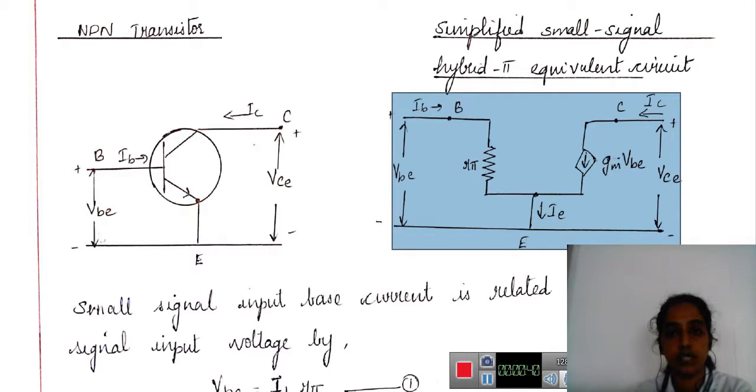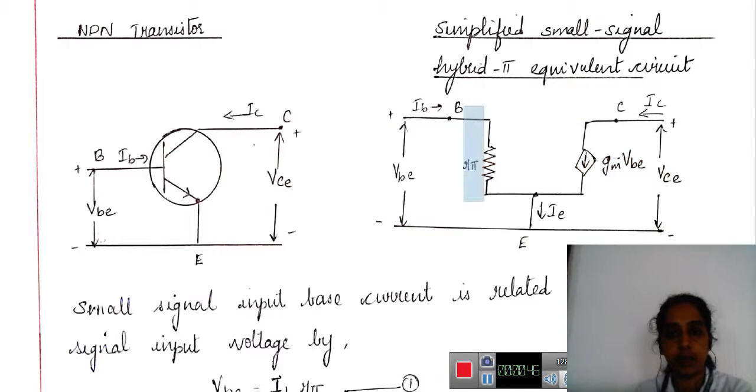So we have the resistance R pi. Since this is the hybrid pi model, we have the R pi, and here we have the current Gm into VBE, and we have the base current, emitter current, and collector current. So this is the voltage across base and emitter. This is the voltage across collector and emitter.